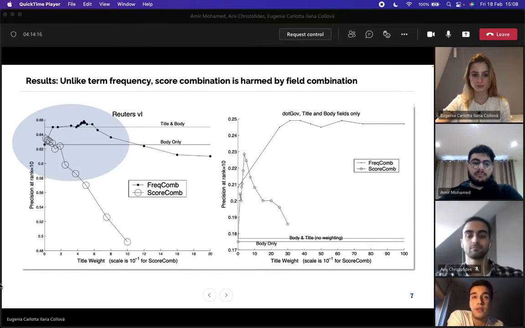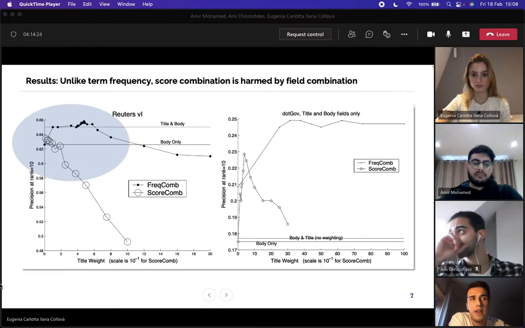To conclude, the current standard approach of weighting fields of a document using a linear combination of scores is problematic. Some of the concerns have been shown, and an alternative, as presented, would be the linear combination of term frequencies.